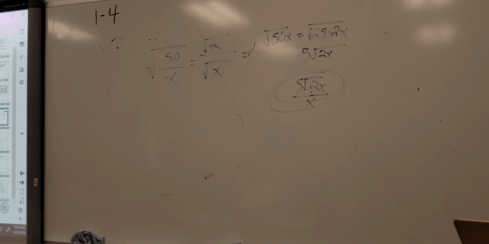Okay, radical 25 comes out as a 5. The 2x doesn't have any perfect squares in it, so it's got to stay inside the house. X and 5 can't reduce or cancel, it means you're done. You've rationalized that fraction. Okay, next group, do number 10. Oh my goodness gracious.